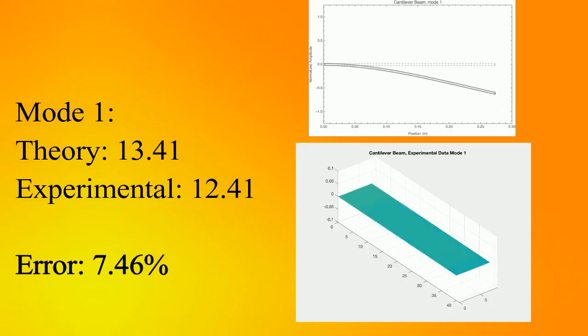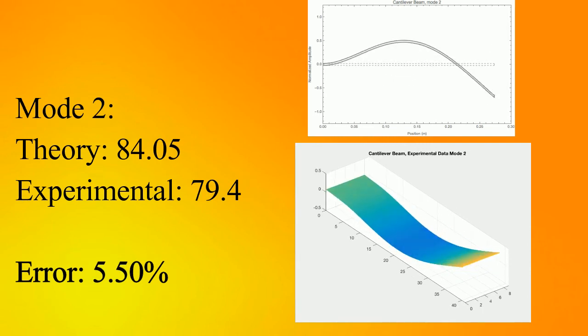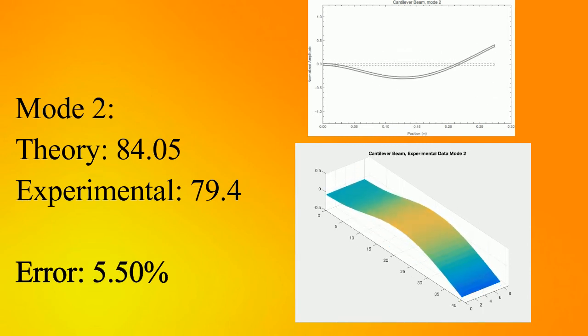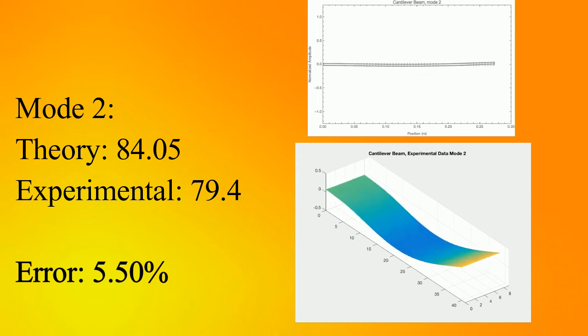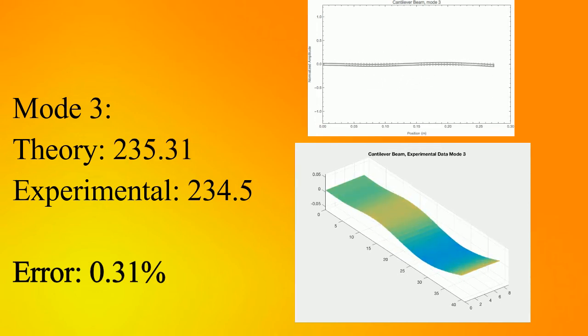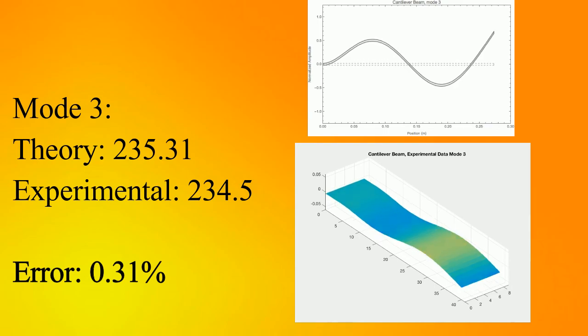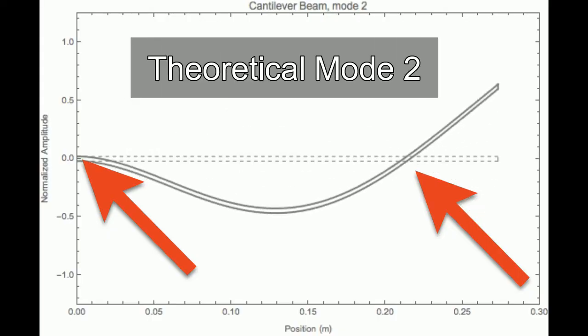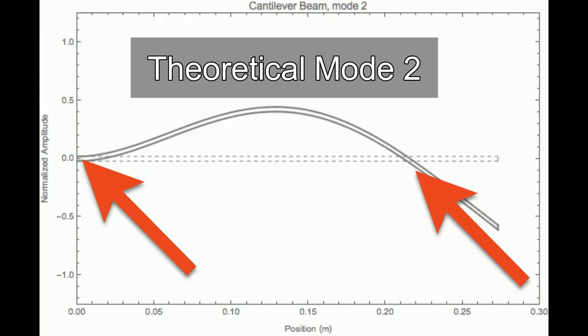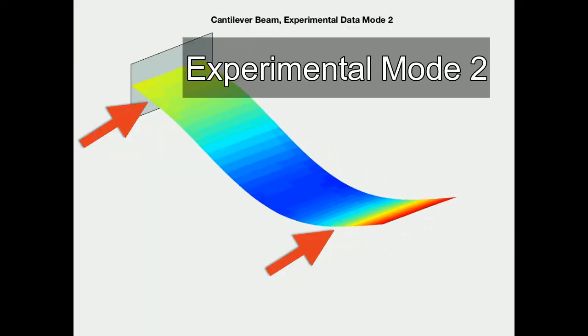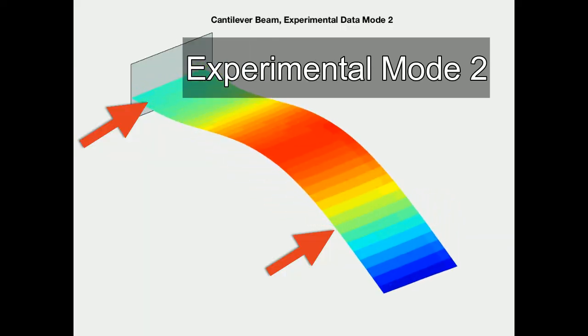Despite small discrepancies in the natural frequencies, we find that the mode shapes are in very good agreement. The vibrometer data clearly shows nodes in the same locations as predicted by the theory. This is especially evident in the second mode, where we can see fixed points at x equals 0 and at x equals 4/5 the length of the beam.